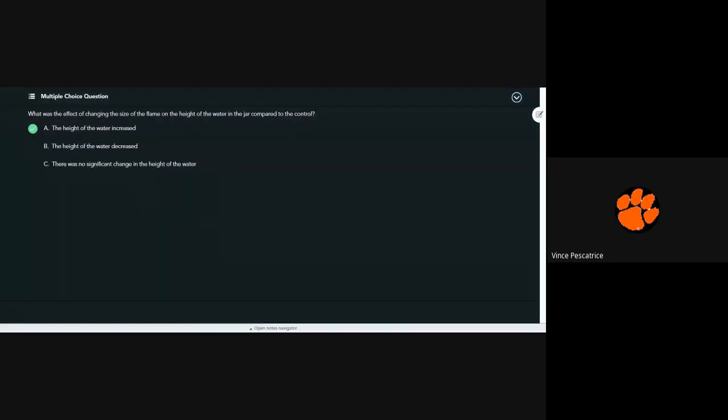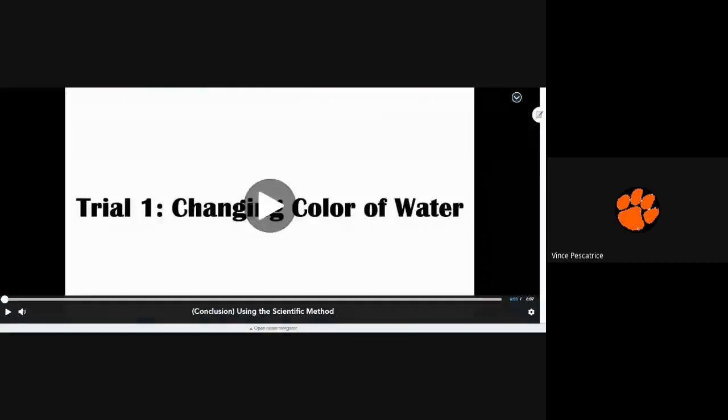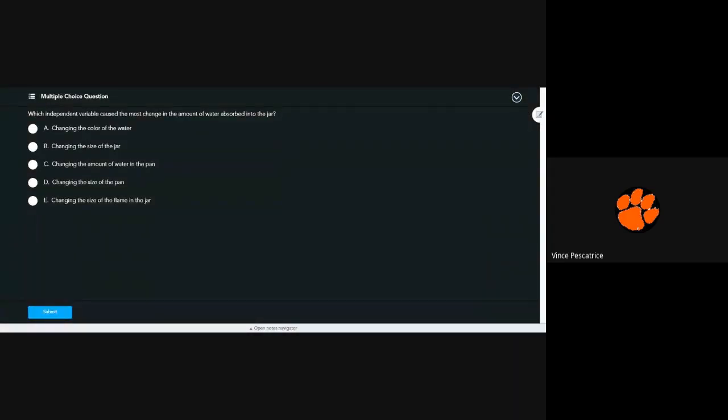All right. This one, very clear that the height of the water increased. Very clear. See? The height of the water increased. So which independent variable caused the most change in the amount of water absorbed by the jar? Color of the water, size of the jar.